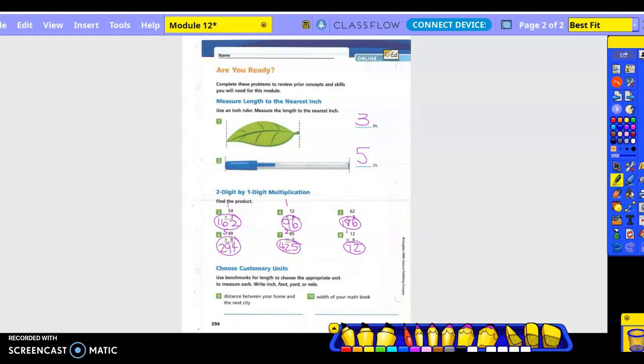Choose customary unit. So use benchmarks for length to choose the appropriate unit to measure each. So you're going to decide if it would be better to measure it in inches, feet, yard, or mile. Distance between your home and the next city. Mile. Right? Width of your math book. Inches.